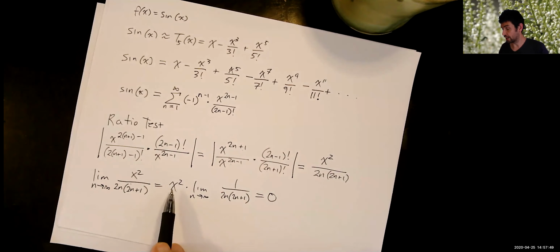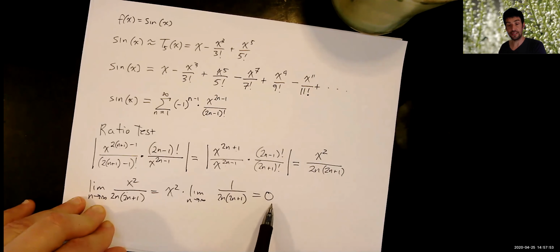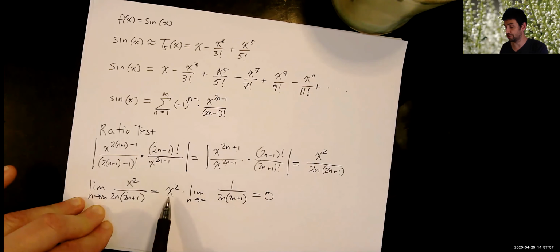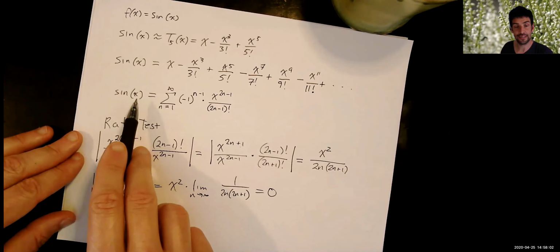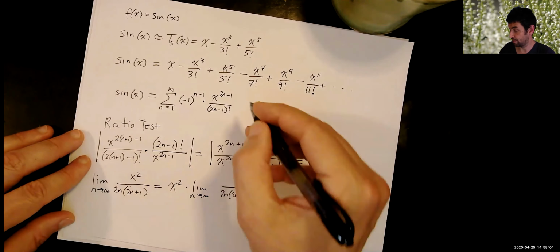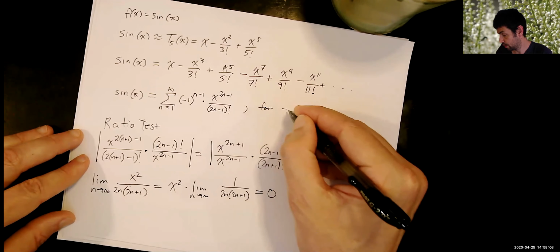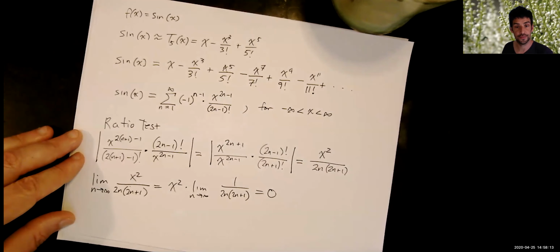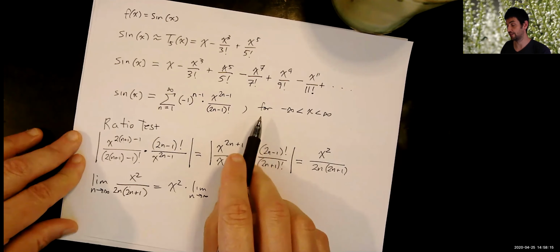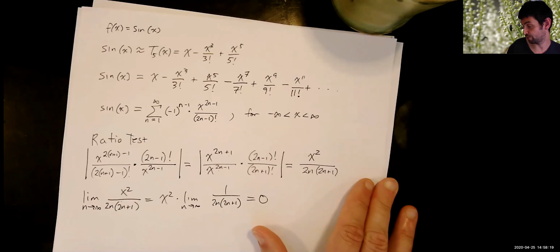Right? So regardless of the value of x, the limit is 0, which means, according to the ratio test, this series converges for all values of x. In other words, the radius of convergence is infinite, or this is for x between negative infinity and infinity, right? So we've got a series here that is good for all values of x, okay? Which it is, in fact.